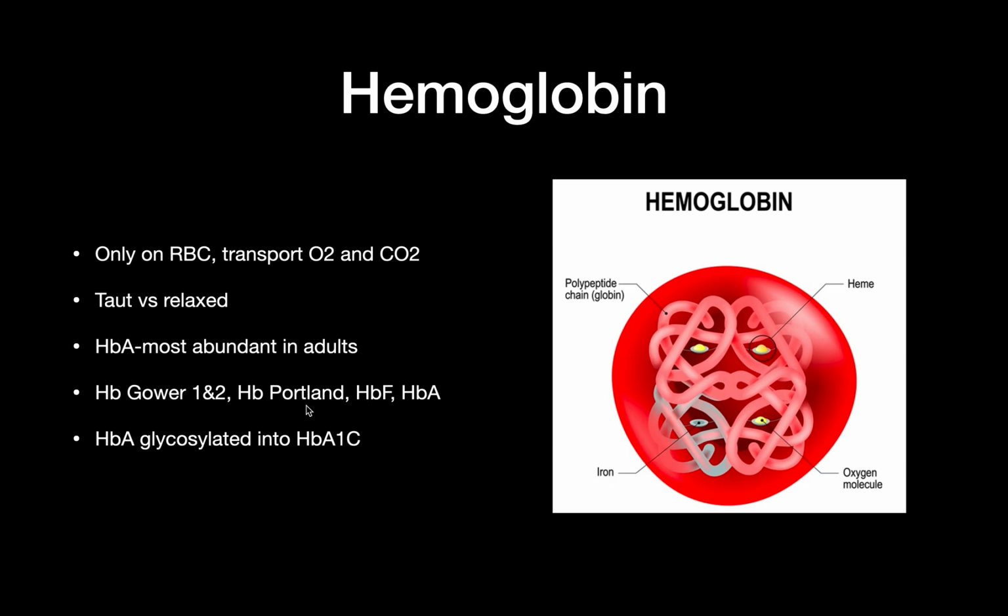HB Portland is also an embryonic hemoglobin. Okay, so hemoglobin Gower 1 and 2, along with hemoglobin Portland, are embryonic hemoglobins, and they develop in the first few weeks after conception. And the synthesis of heme begins in the embryonic yolk sac, and then the liver, and then finally the bone marrow will start to produce it.